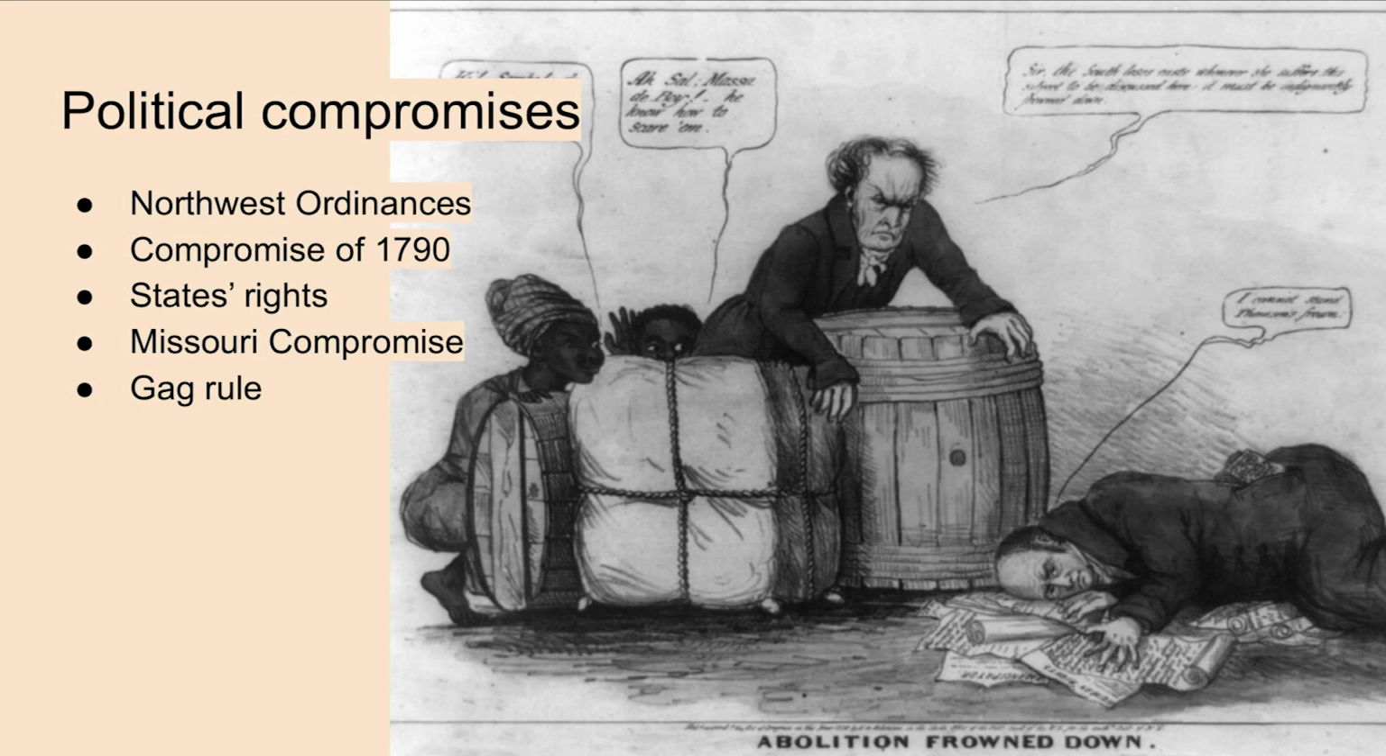This issue of the balance between free and slave states came to a head again in 1820 with the admission of Missouri, which would have severely off-balanced this free slave balance. And so in 1820, a series of compromise bills first split off Maine from Massachusetts, which was originally part of Massachusetts, and created it as a separate state, thereby rebalancing everything.